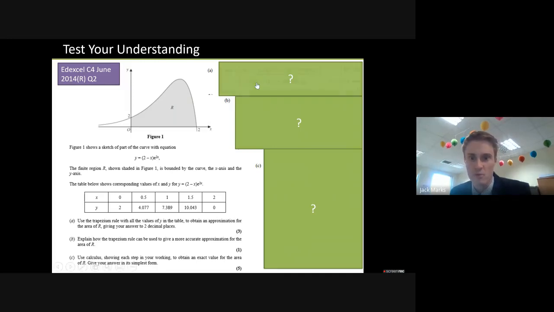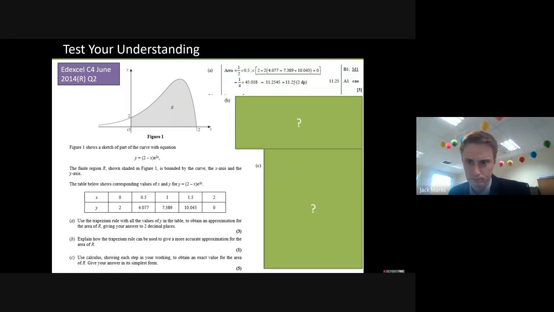Okay, so the first part wanted us to just use the trapezium rule. So 1 mark here for clearly attempting to use it. And we get 11.25. And it did say 2 decimal places, so you should say to 2 decimal places. Explain how it can be used to give a more accurate approximation. This is one of the easiest marks that you can get asked if you know what to say here.